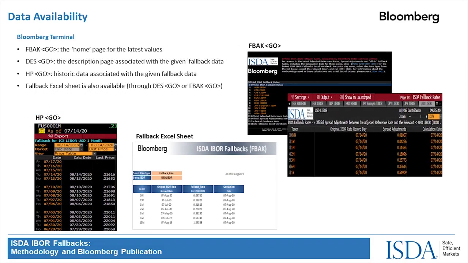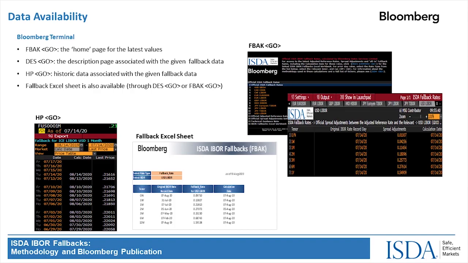Let me now spend a little bit of time on how you can access this data on the terminal. There are several places on the terminal where you can look at the fallback data. So there are three that I can focus on here today. First is FBAC Go. This is our landing page for this data set. You can access each of the roughly 200 tickers which span across adjusted RFR, spread adjustment, and fallback rate across the currencies and tenors on this page.